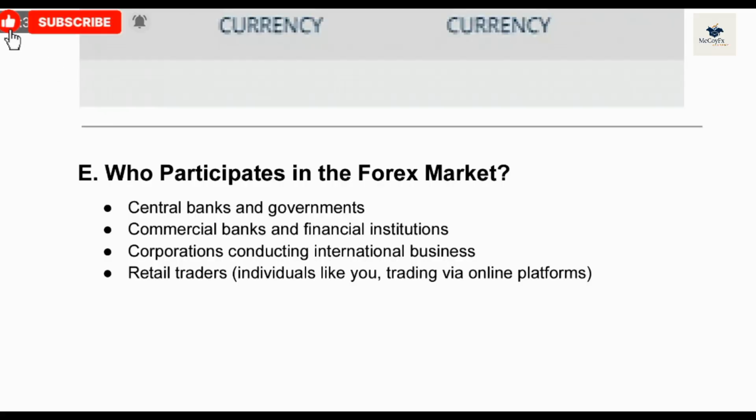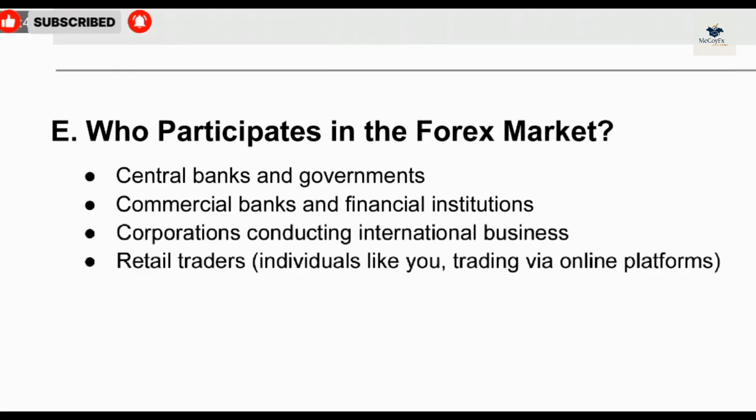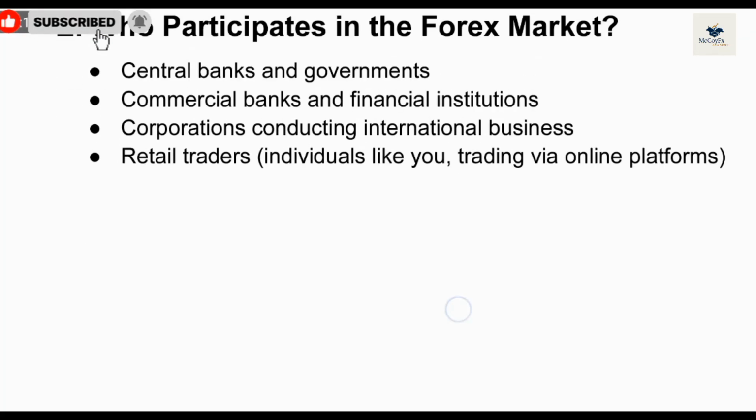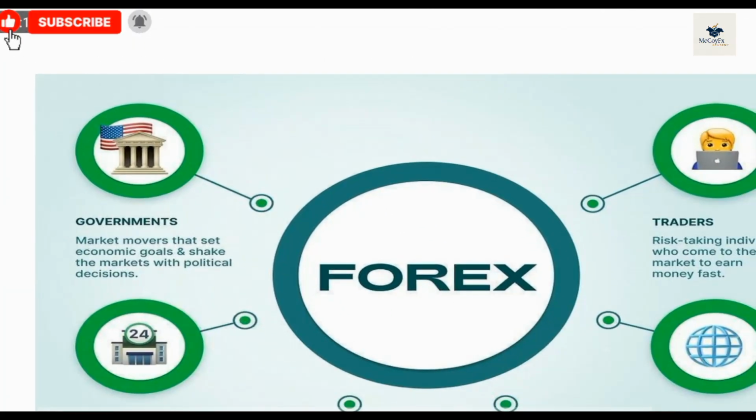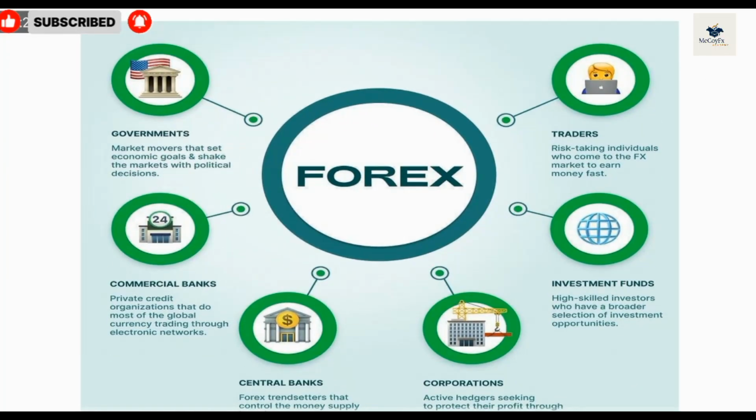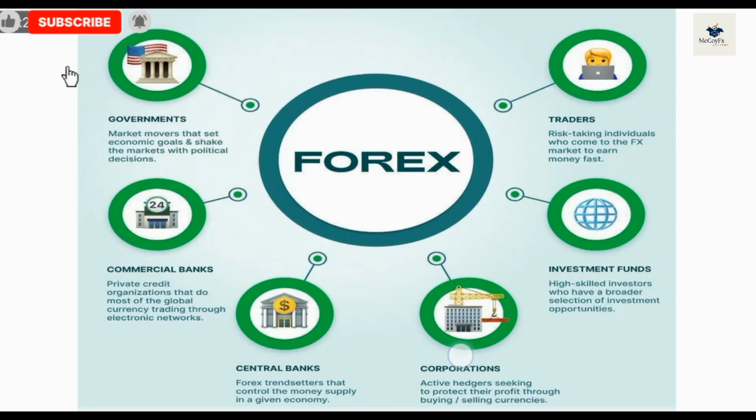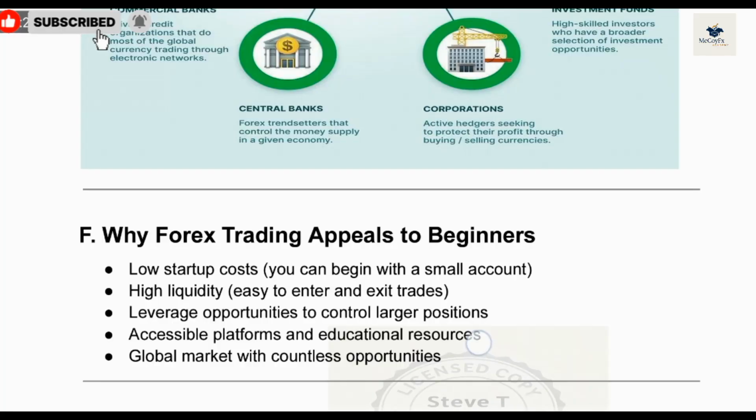E, we are going to talk about who participates in the forex market. 1. We have the central banks and governments. 2. We have commercial banks and financial institutions. 3. We have corporations conducting international businesses. And 4. We have retail traders, individuals like you, trading via online platforms. So we are part of those who participate in the forex market. Looking at the diagram here, you can see all the institutions that participate in the forex market. Let's go down.